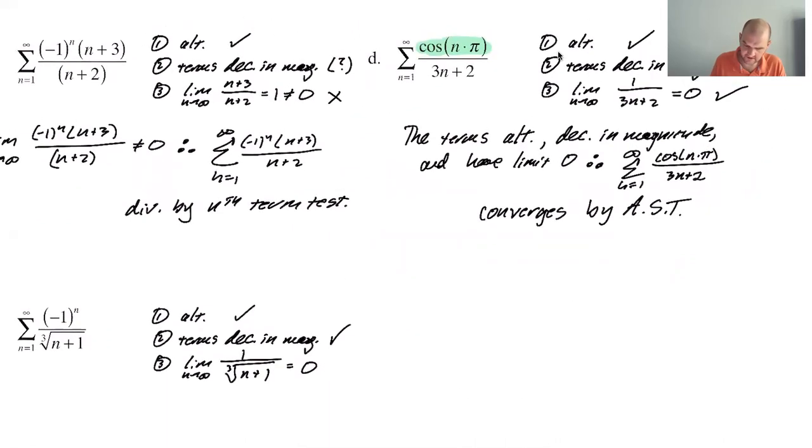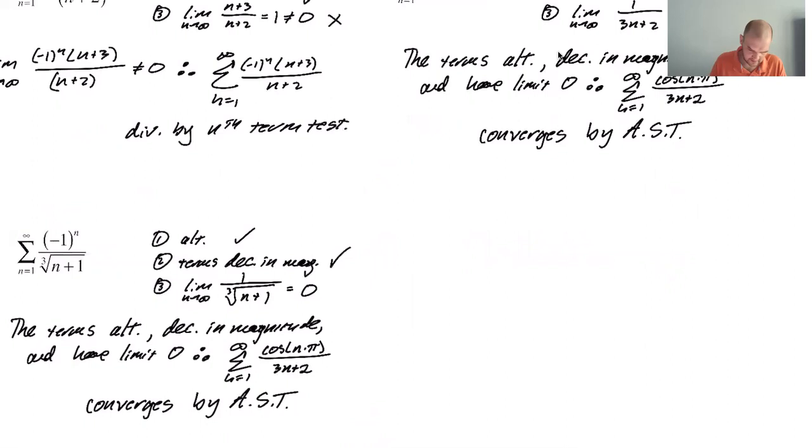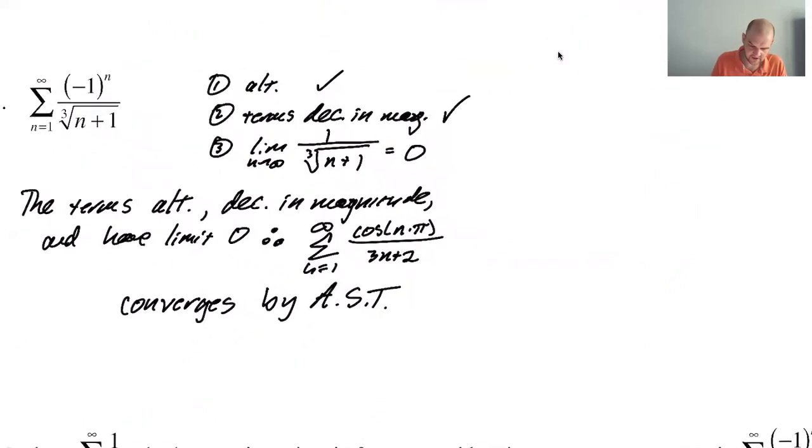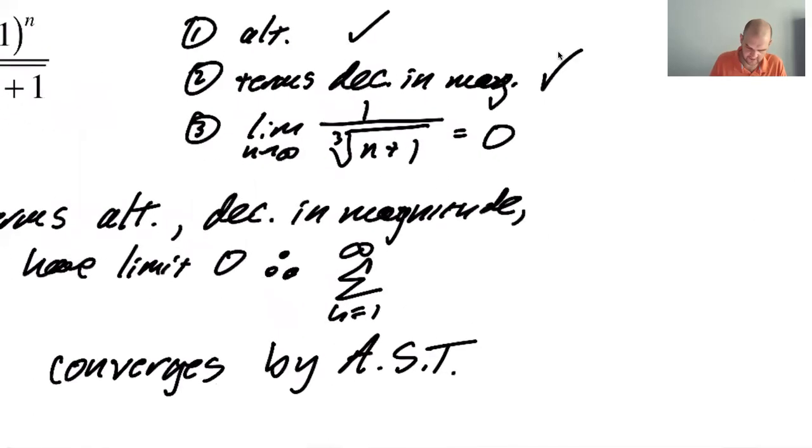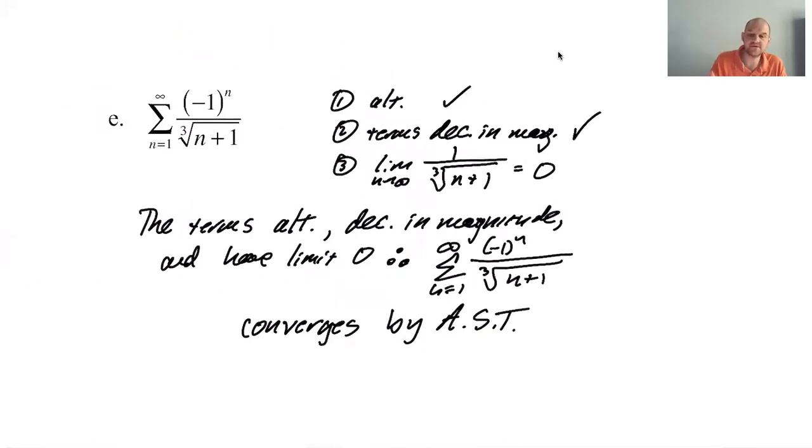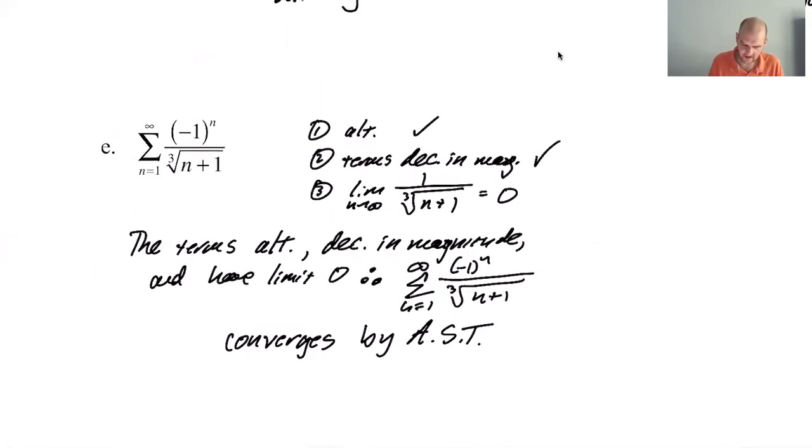Let's copy one of the answers and then let's talk a little bit more about 2 of these. So duplicate and replace your series with the correct one. So -1 to the n over the cube root of n plus 1. All right, so the terms alternate, they decrease in magnitude, they have a limit of 0, therefore the series converges by alternating series test. It's super nice. It's a really nice test to use because it's easy to apply, I would say.